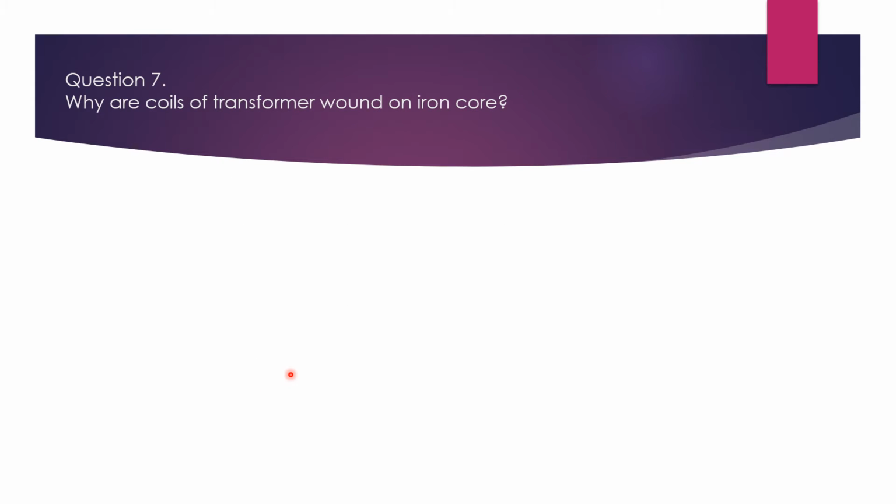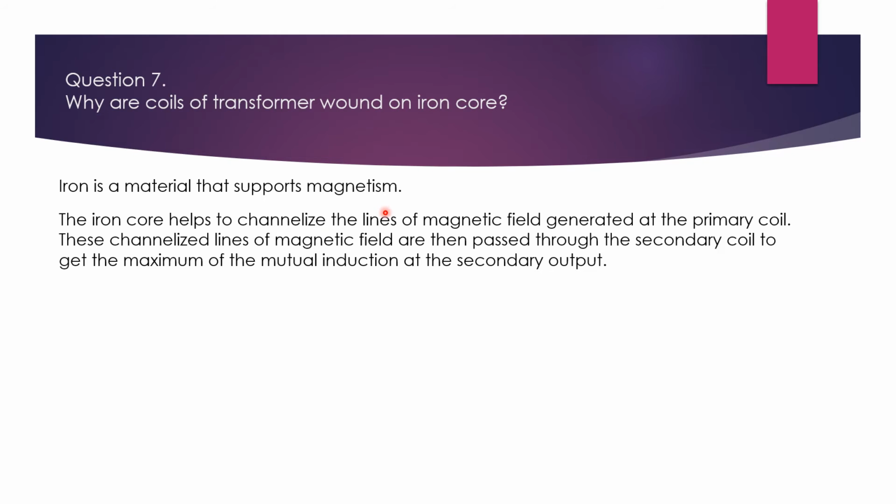Question 7. Why are coils of a transformer wound on an iron core? Iron is a material that supports magnetism. The iron core helps to channelize the lines of magnetic field generated at the primary coil. These channelized lines of magnetic field are then passed through the secondary coil to get the maximum mutual induction at the secondary output.